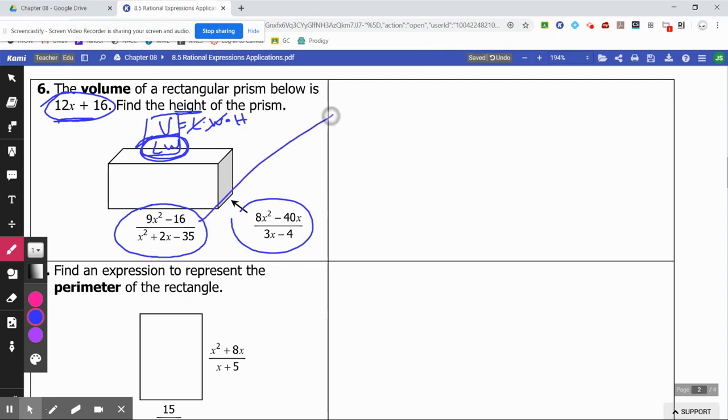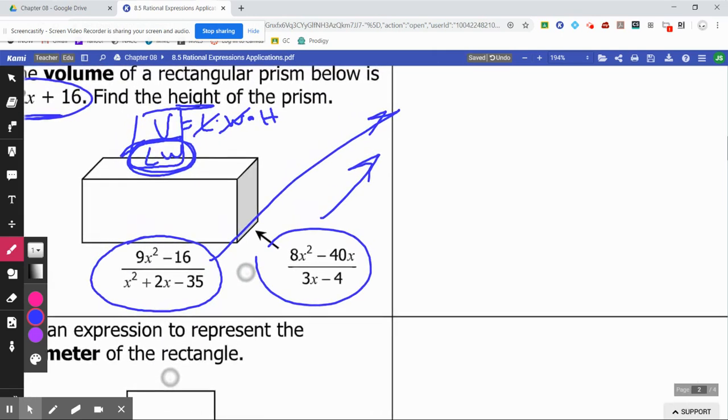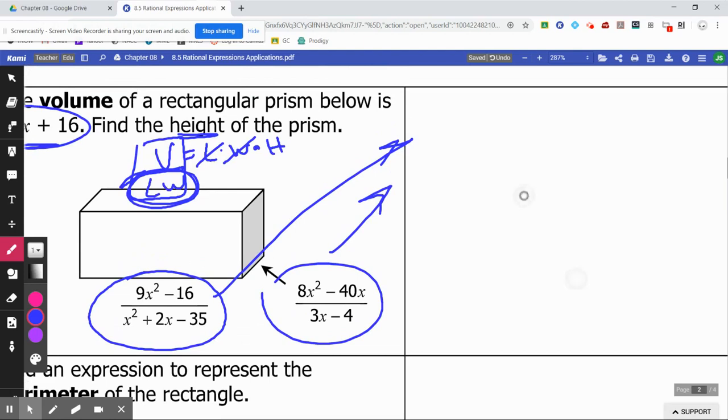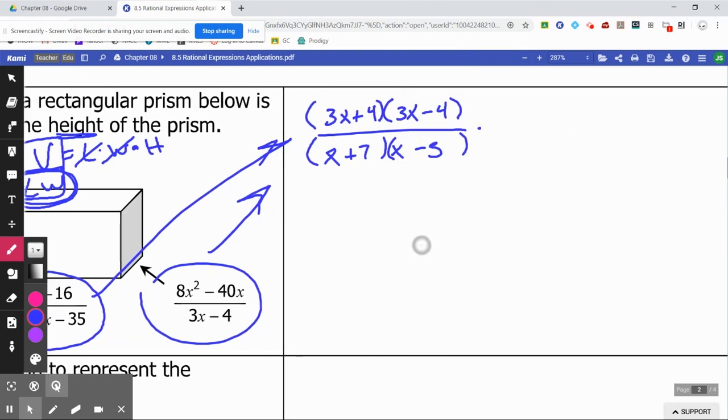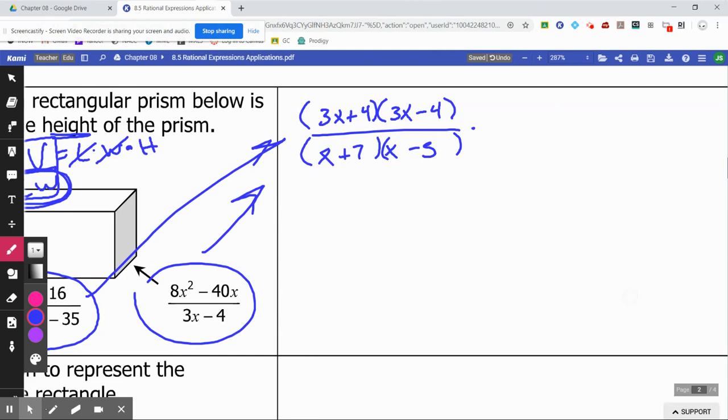As I copy these two things over, I'm going to go ahead and factor them as I write them down. My 9x squared minus 16 on top, that's a difference of squares. It's going to factor into conjugates. So it'll be a 3x times itself plus and minus and a 4 times itself over. On bottom, you have x squared plus 2x minus 35, which will factor into x times itself, a positive 7 and a negative 5 times 8x squared minus 40x. We're going to factor out an 8x, and we're left with x minus 5. On bottom, 3x minus 4 will not cancel. So there is your length times width.